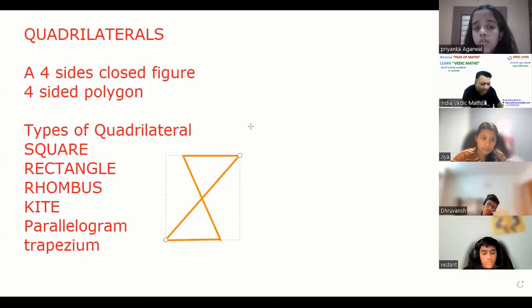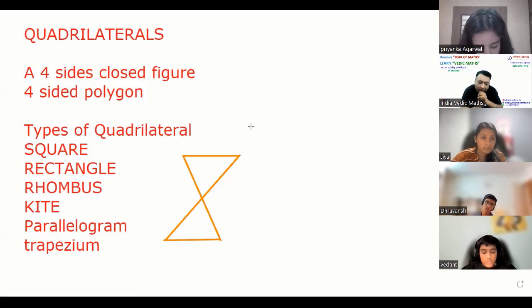Mayank, is this a polygon or not? Yes, sir. Complex curve. Is it a polygon? Yes, sir. It's a complex curve. It's not simple. Polygons are simple closed curves, right?